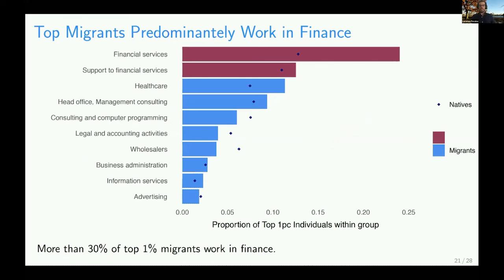Now, if we look at the industry composition, so where these migrants are working, we find in the paper that many migrants work in finance and in the financial sector, broadly defined. More than 30% of top 1% migrants work in finance as C-level or mid-level managers. Therefore, they are really active participants in the UK labor force, even at the very top of the income distribution.